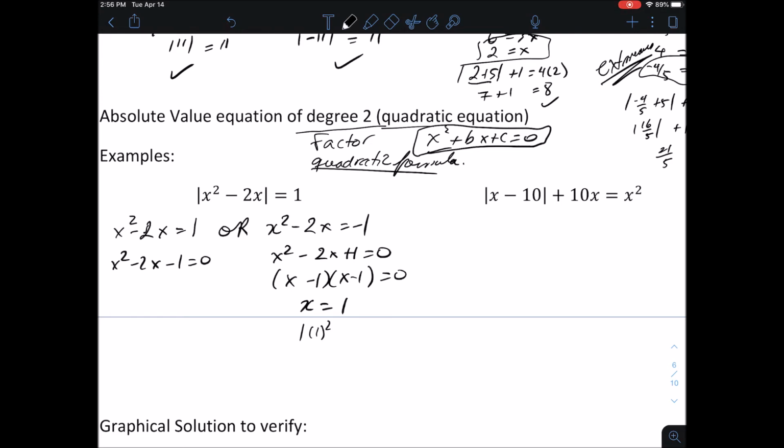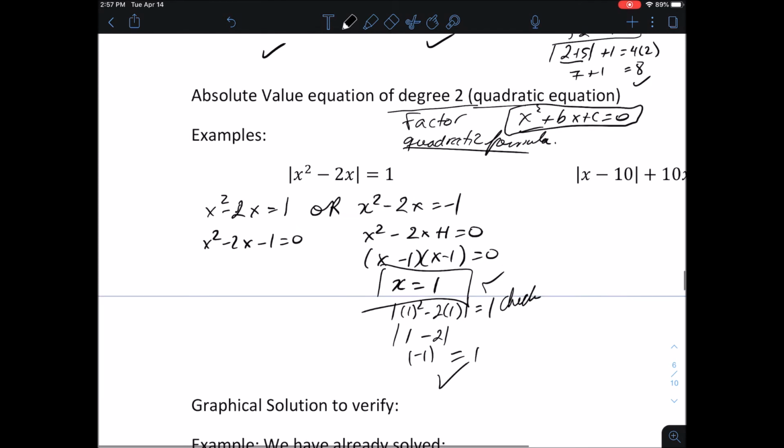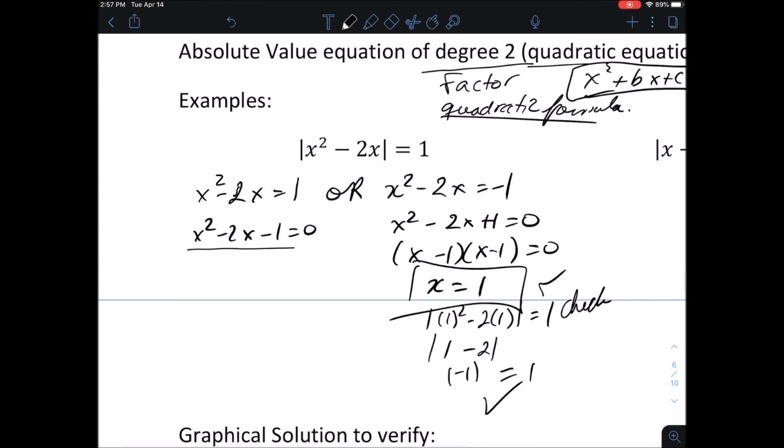So I have an answer there, which I'm going to check. So I would go 1 squared minus 2 times 1 equals 1. 1 squared is 1. This is 2. That's negative 1 equals 1. Yep, that is a good answer. This one checks out. So here's my check down here.